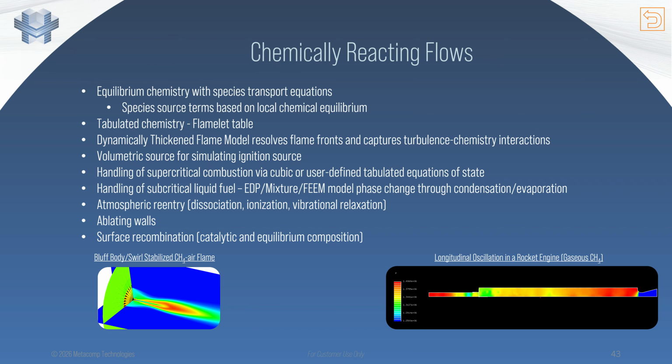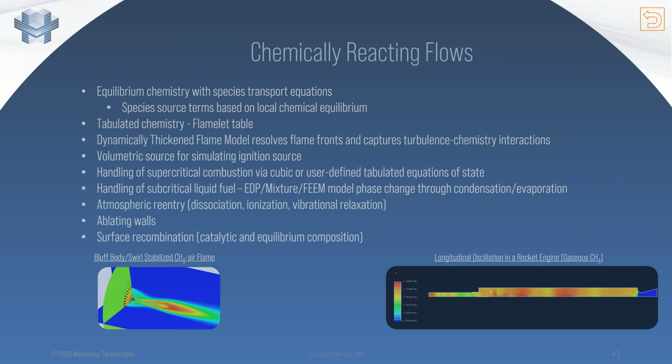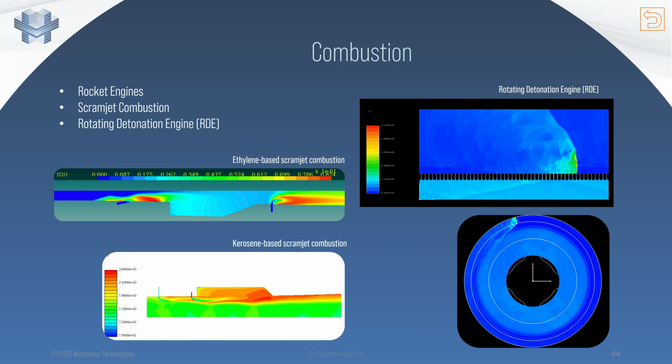Atmospheric reentry can be accurately simulated with models of dissociation, ionization, and vibrational relaxation, and special wall models are available to account for the effects of ablation and catalytic recombination. CFD++ has proven highly effective in simulating combustion processes in both rocket and air-breathing engines.